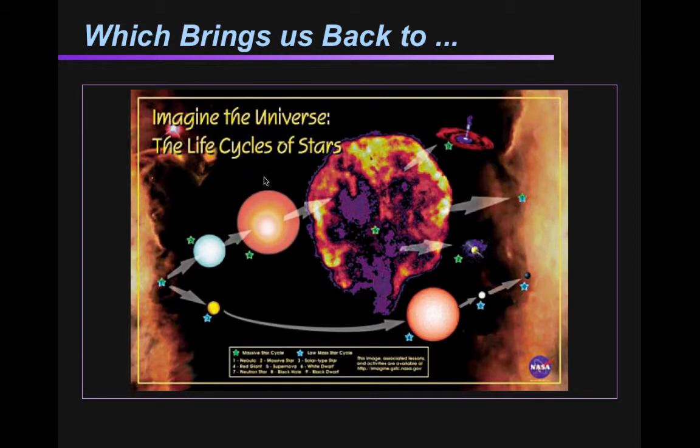So once again, we've got the life cycle of stars here. This is the massive star cycle, where we get these massive stars. They become these super red giants. They explode in these supernovas, and they become either these neutron stars or these black holes. I think that's a neutron star and that's the black hole. It's hard to tell. Anyway, we won't worry about that.